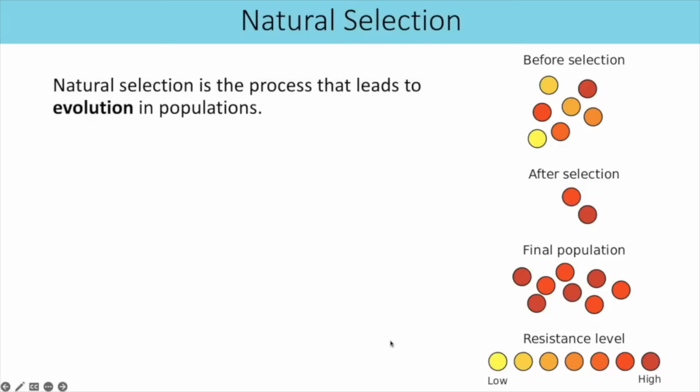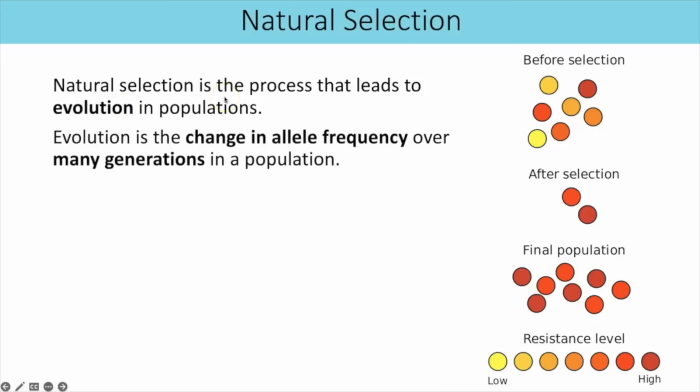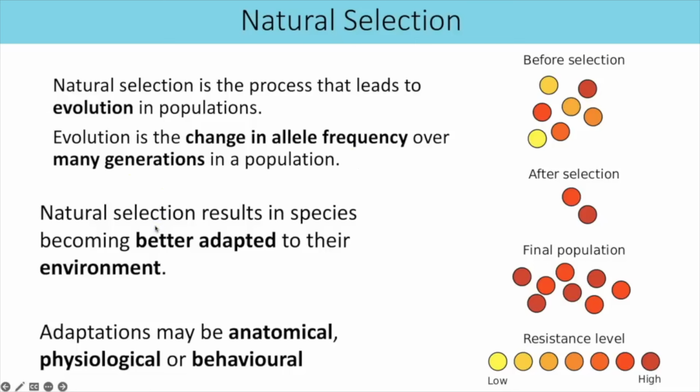So how does natural selection result in these adaptations and this variation then? We've already said that natural selection is the process that leads to evolution. Evolution is the change in the allele frequency over many generations in a population. And natural selection is really important because it results in species becoming better adapted to their environment. And we've already said that the adaptations could be anatomical, physiological, or behavioural.